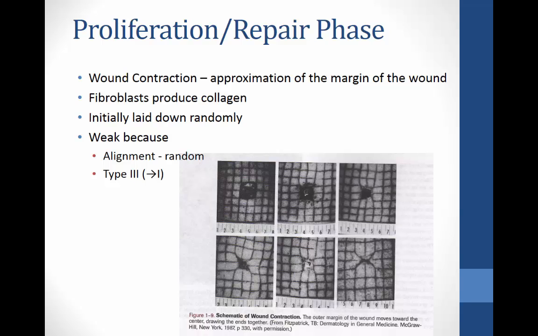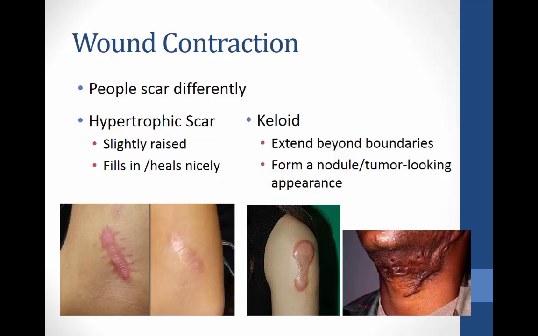As can be seen in the picture below, wound contraction, or approximation of the margin of the wound, occurs as the outer margin of the wound moves towards the center, drawing the ends together. Myofibroblasts are strands that pull the margins of the wound inward. During wound contraction, a scar may form. It is important to realize that people will and can scar differently.